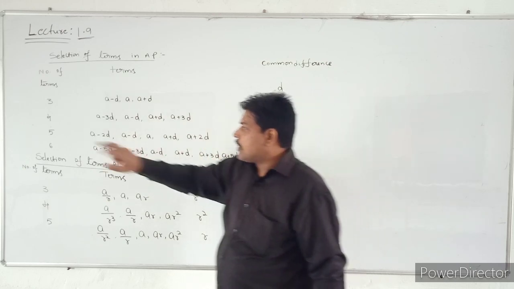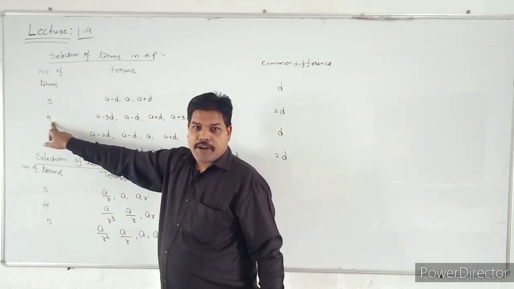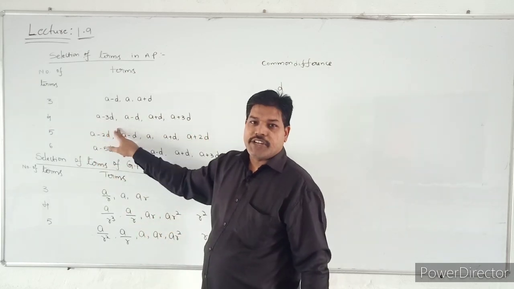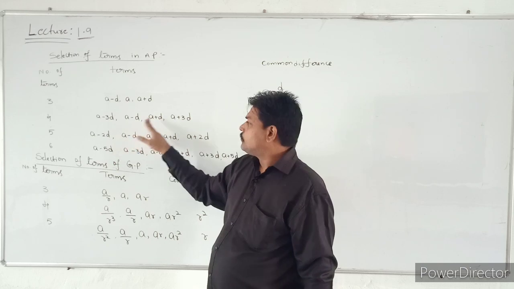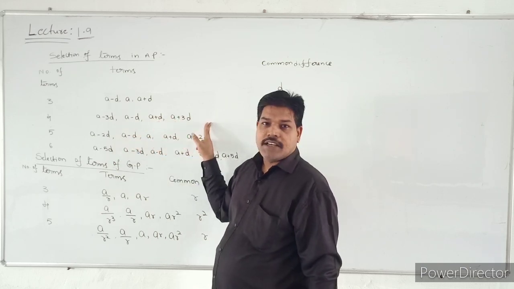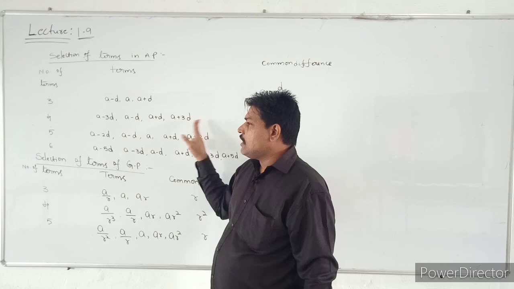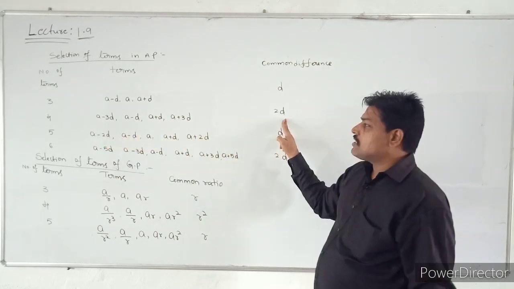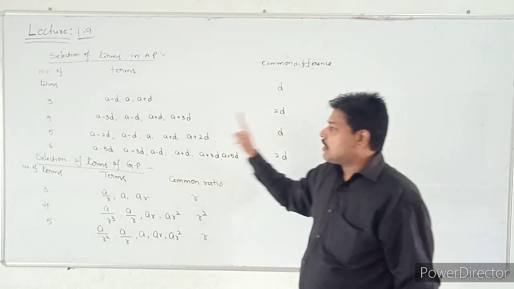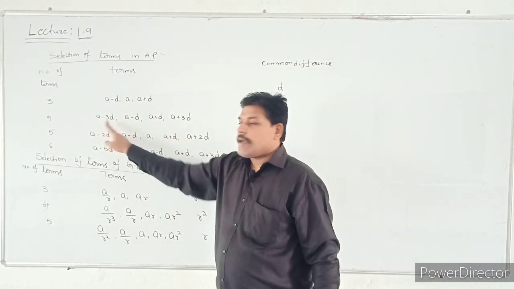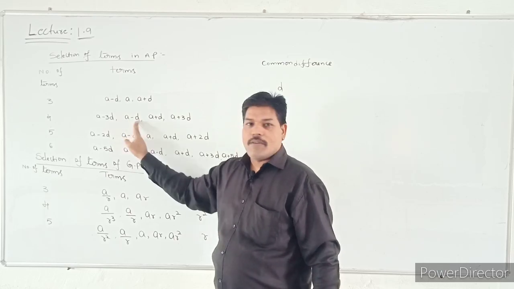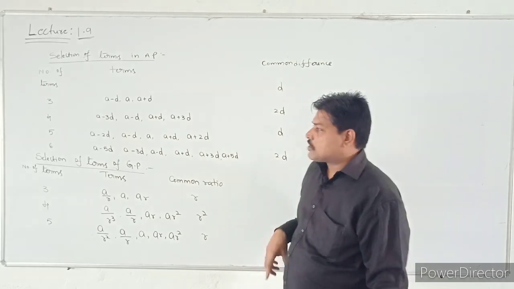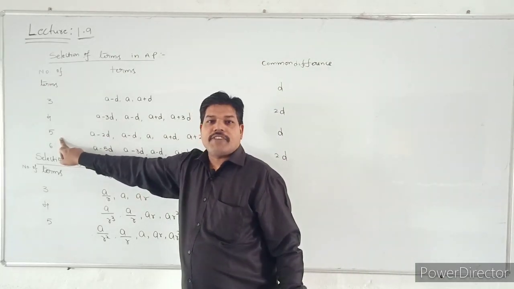In the question, if they say four terms are there in arithmetic progression, then you have to take the terms like this: a minus 3d, a minus d, a plus d, a plus 3d. In this case, what is the common difference? The common difference is 2d. You can observe that a minus d and a minus 3d, the difference will become 2d only. Do you understand, students?